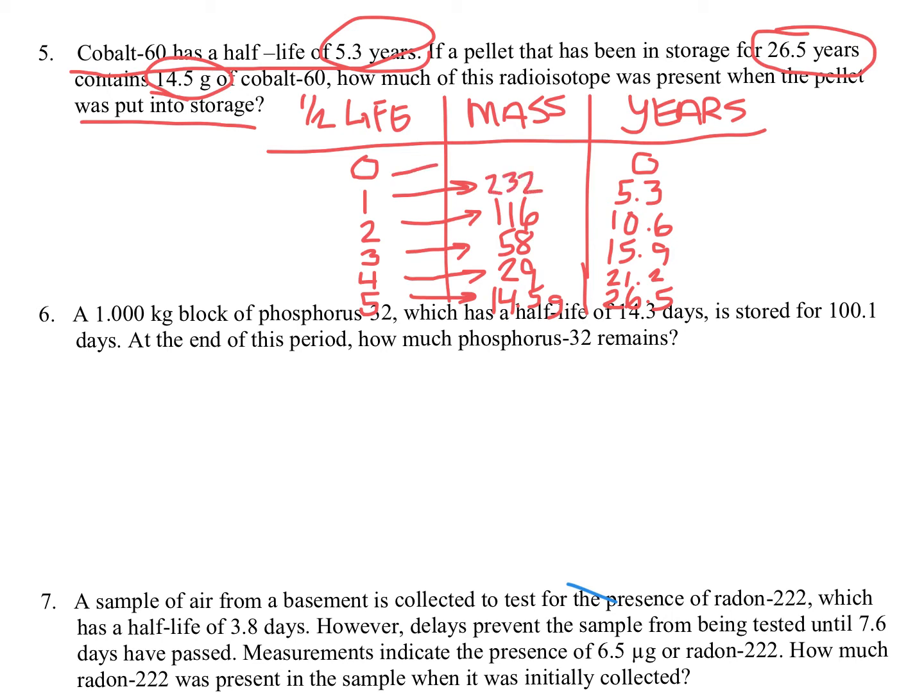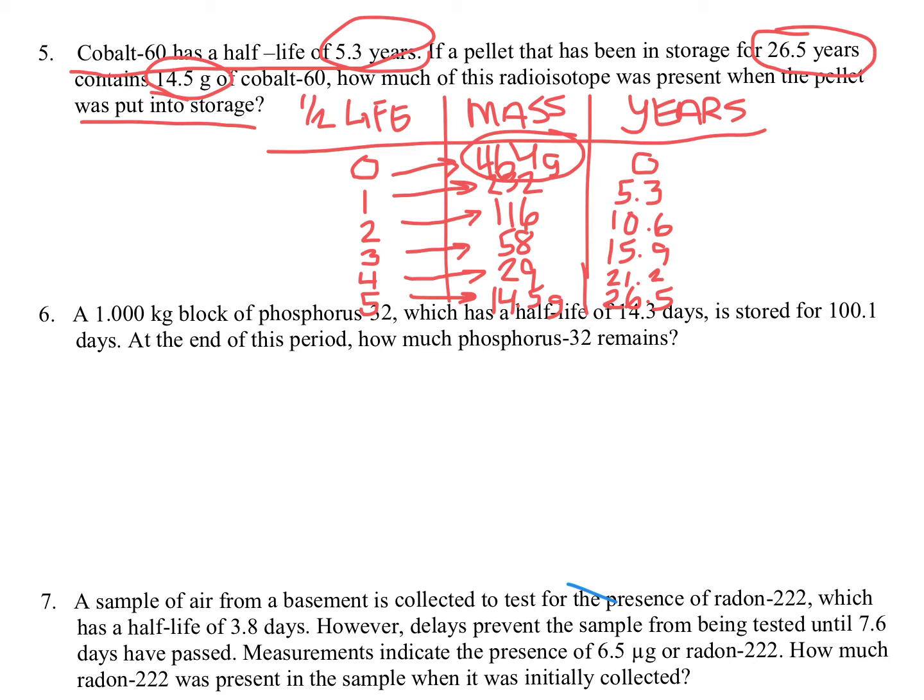So now I just need to get back to when there were no half-lives, the original starting point. 232 doubled is 464. So my answer becomes 464 grams is what I started with 26 and a half years ago.